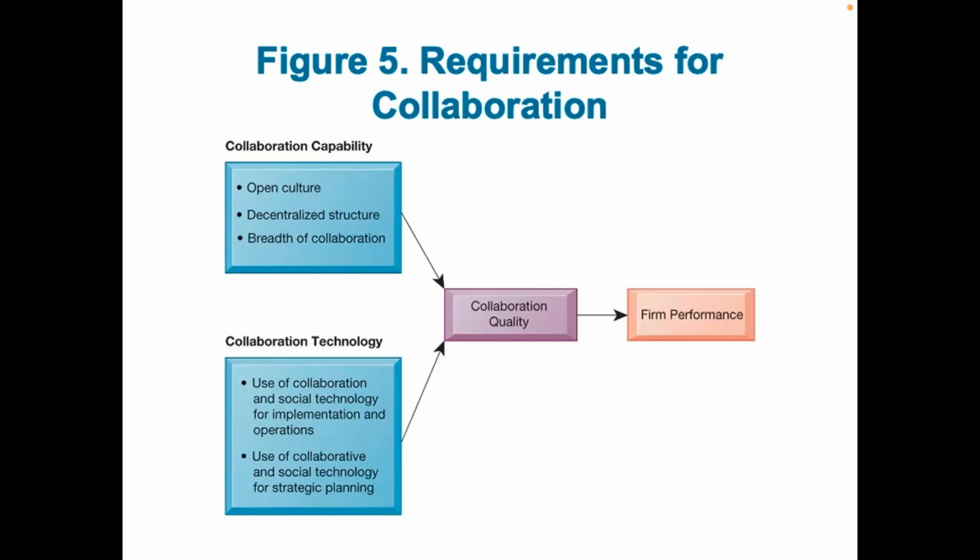Apart from that, a decentralized structure. The traditional structure is this one. Somebody is at the top, somebody is at the middle, and somebody is at the bottom. So even on that platform where you want to collaborate, you still see this structure there. It means communication will still be what? From top to bottom. People will be scared to say certain things. Then the breadth of collaboration. We say collaborate. You have an open culture.